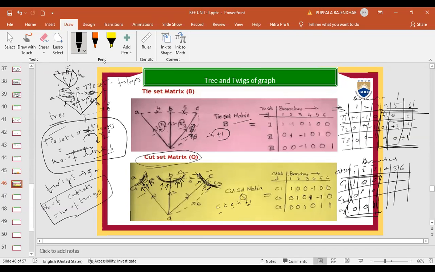Now C1 to 4. Checking each one is fine, though these are shortcuts. C1 to 4 is -1. C1 to 5 is 0. 6 also 0. C2 to 4 is +1.